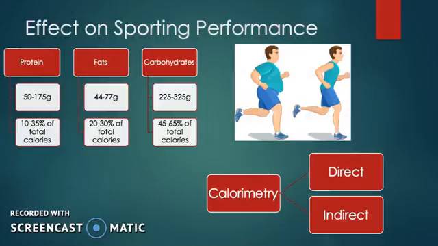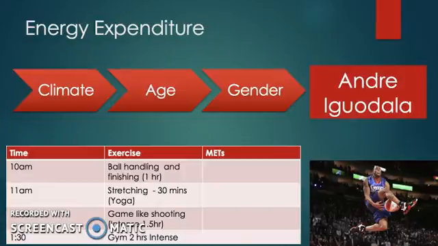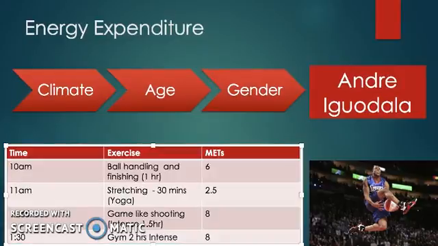Now we're going to take a look at what an elite athlete does on an everyday basis to see what his energy expenditure would be like in comparison to a sedentary person. We're going to look at Andre Iguodala, who is a basketball player in the NBA, and he shared with a website what his schedule is like during the off season, and this is his typical day during the off season.